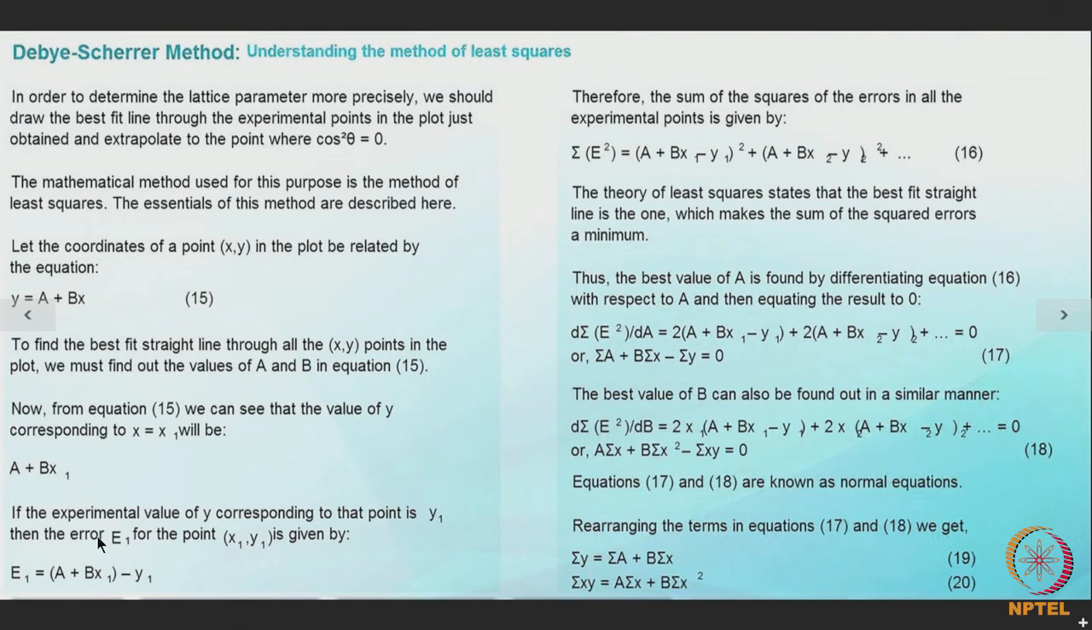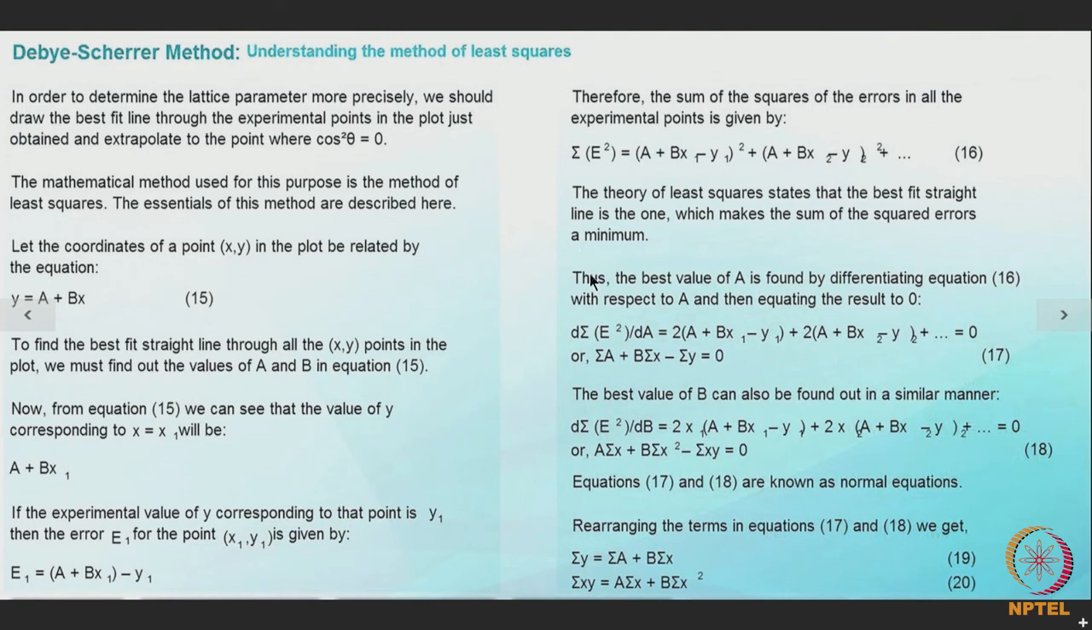Therefore, if we find the sum of the squares of the errors in all the experimental points, then you can write summation E square will be equal to a plus bx1 minus y1 square for the point x1 y1, plus a plus bx2 minus y2 square, plus the terms for the third, fourth, fifth, sixth, 7 and 8. So, there are 8 lines, and we will have 8 such quantities. The theory of least squares states that the best fit straight line is the one which makes the sum of the squared errors a minimum.